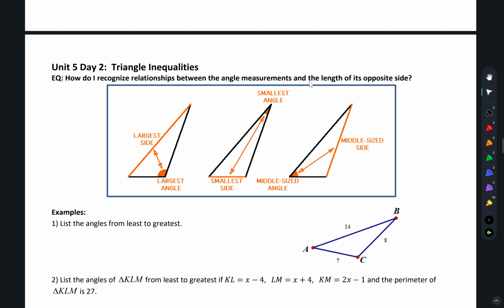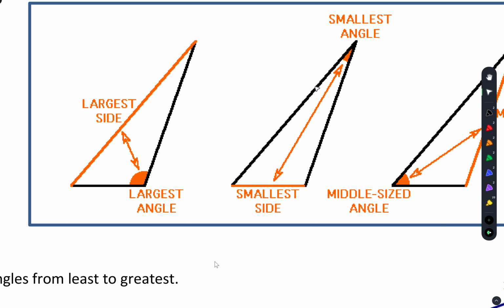About triangle inequalities today. The big idea from this lesson is so simple. It literally says that the largest side of any triangle is directly across from the largest angle of any triangle. Okay? And then it would go, the middle side is across from the middle angle, the smallest side is across from the smallest angle. When I say across from, I mean literally like directly across the triangle.